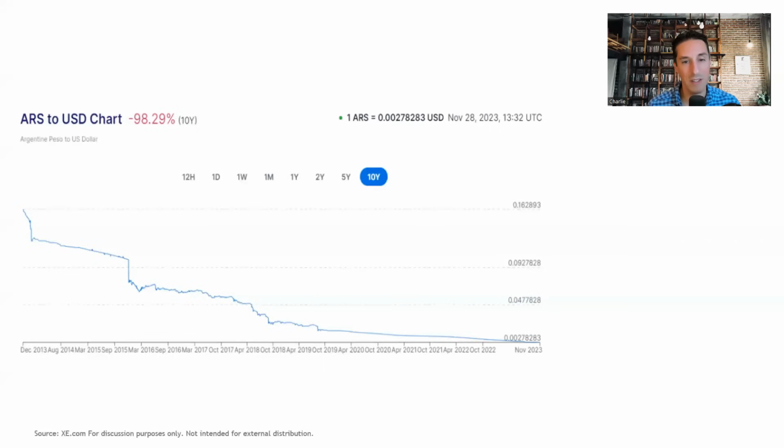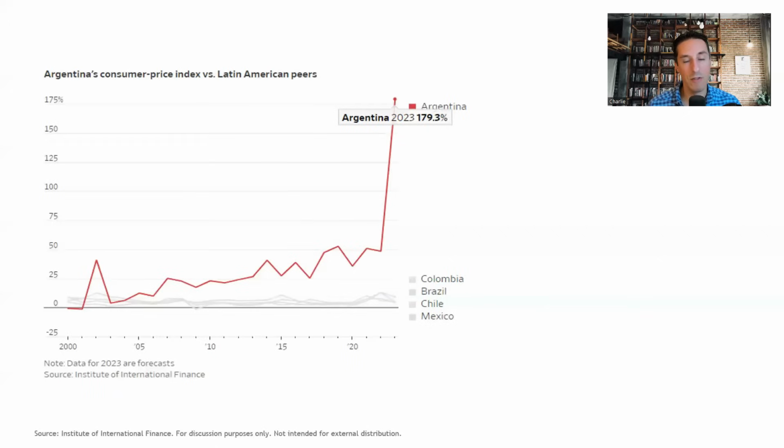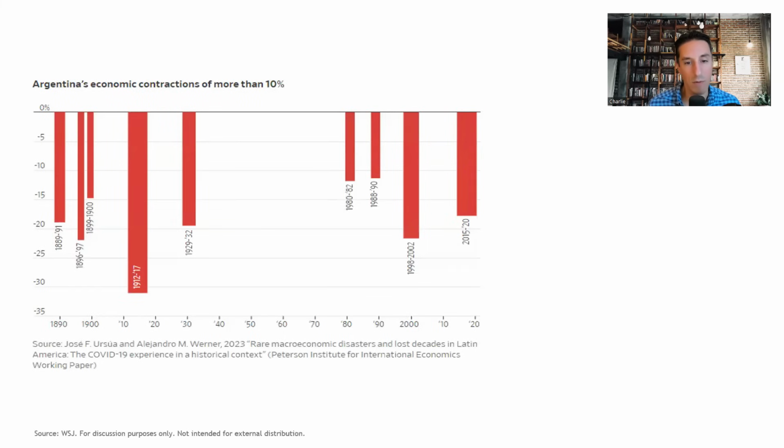If we look at the Argentine peso versus the US dollar, it lost 98% of its value over the last 10 years. Just a stunning collapse of the currency. One of the big reasons for that is the hyperinflation in Argentina, estimated at a 179% inflation rate this year. That's far above its peers in Latin America. And if we look at the Argentinian economy, we've seen a series of deep contractions over the last 40 years, big recessions that exceeded a 10% decline in real output. So a lot of reasons for people to be feeling negative.